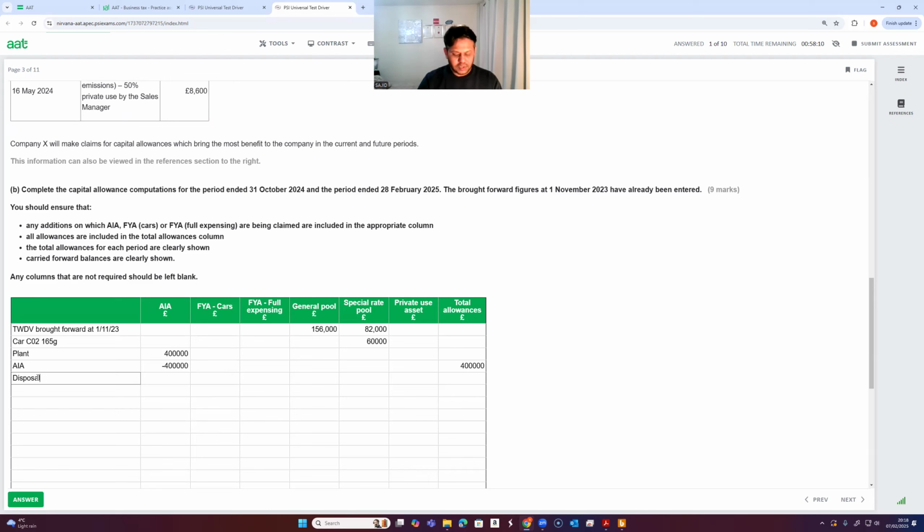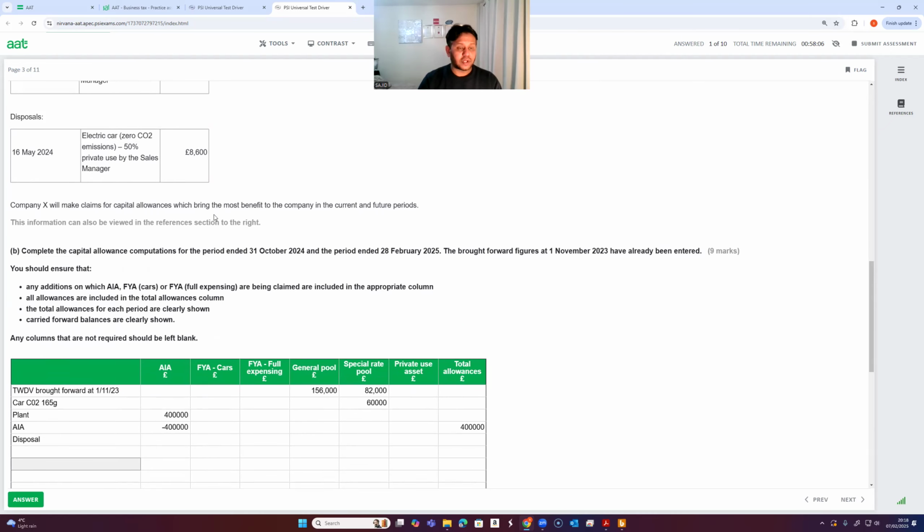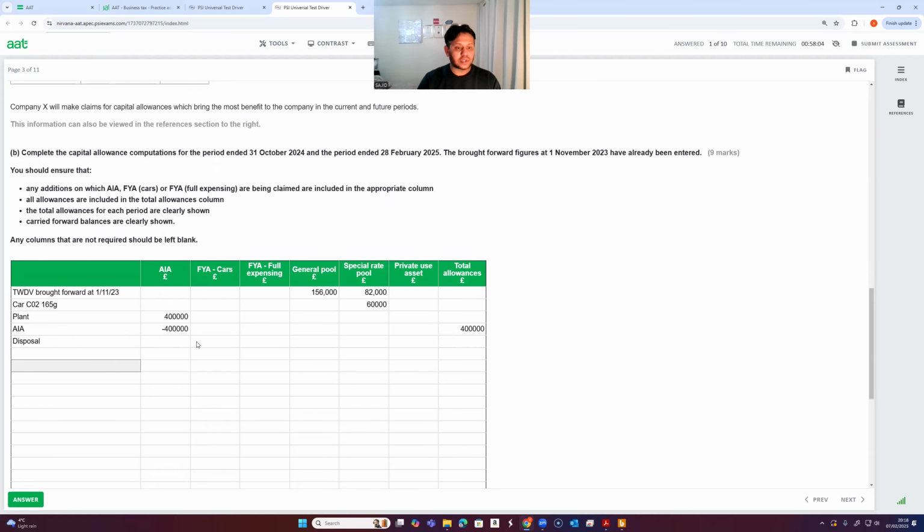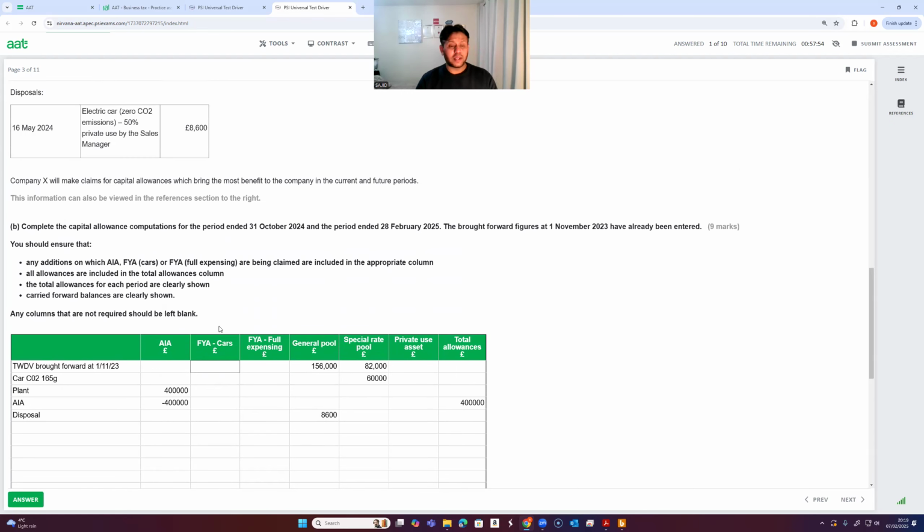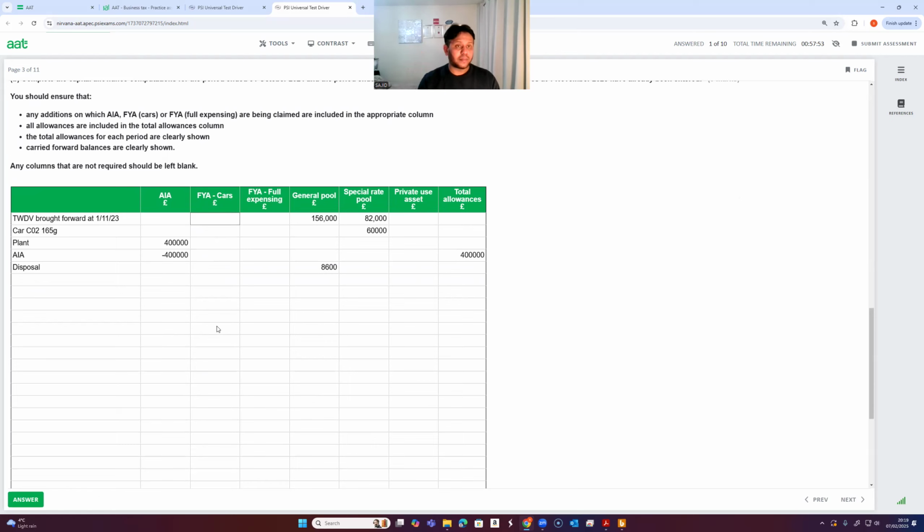And the disposal is 8,600. As for the electric car, as I said, if you see the disposal of an electric car, definitely take it from the general pool, because this FYA column just needs to be empty. Why? Because as soon as we have the FYA, I already claimed this car when I bought it, so I don't have any balance here. So it needs to be minus from the general pool. All right, so that's it so far.